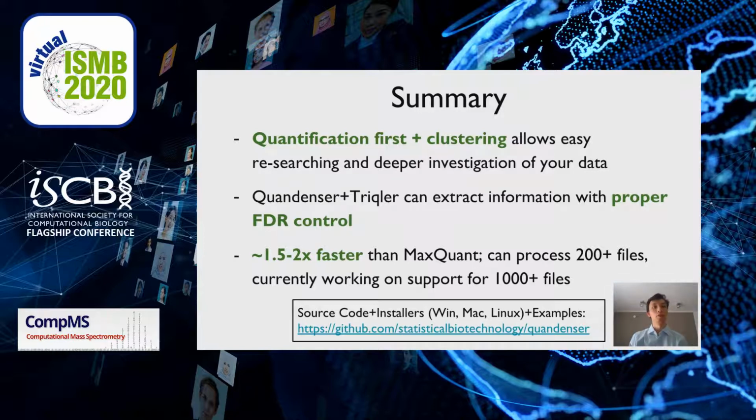And something that I haven't touched upon yet, but what is also important to note is that Condenser is about 1.5 to 2 times faster than MaxQuant. Of course, you still have to do the search engine, although since we reduced the number of spectra to be searched by 1 order of magnitude, the combined time is still much faster than using MaxQuant. So we have already had a user report that he could process over 200 files, and we are currently working on supporting more than 1,000 files to accommodate the larger and larger cohort studies that are being executed at the moment.